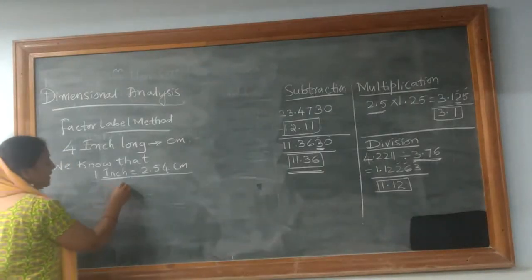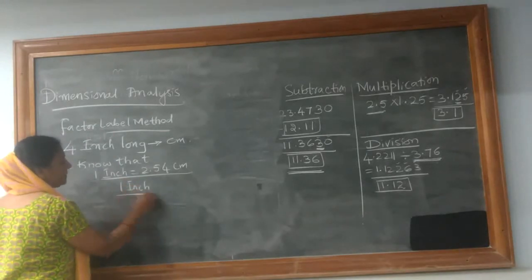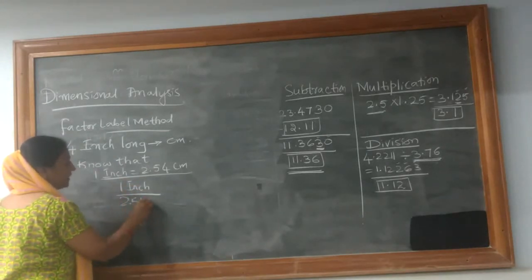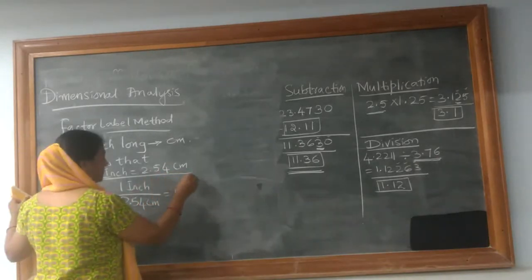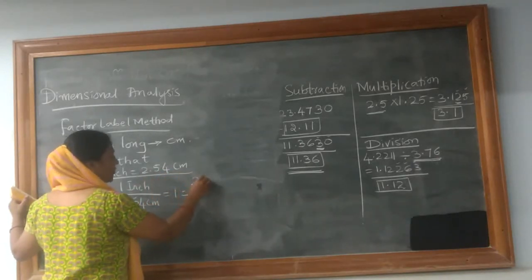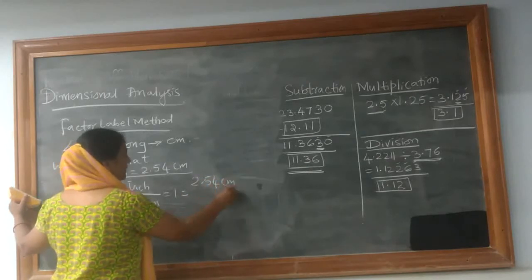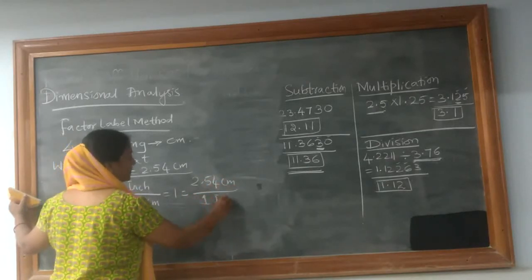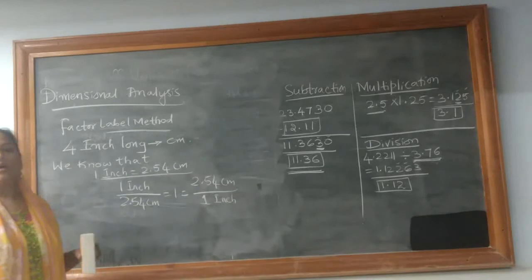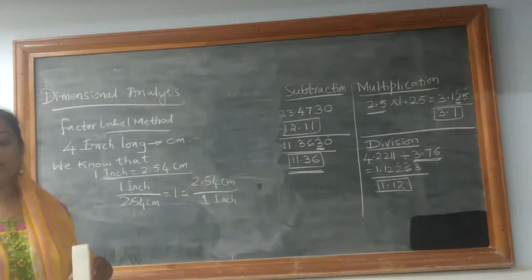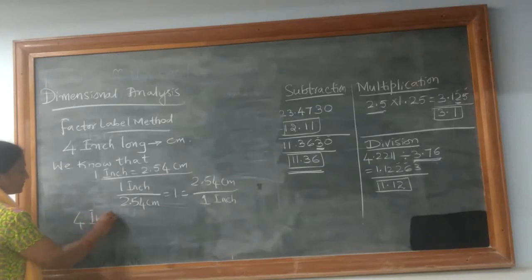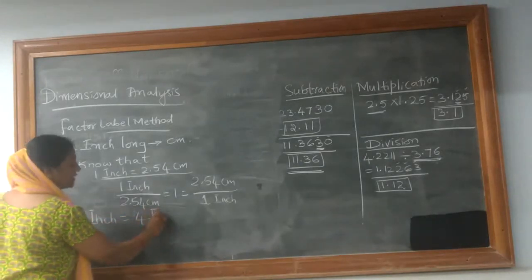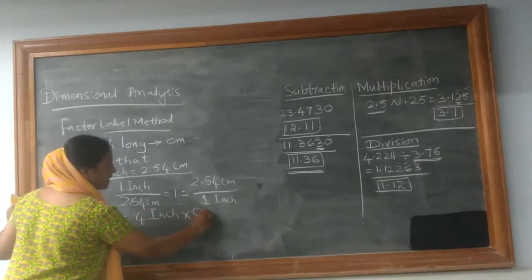Now if I divide 1 inch by 2.54 centimeter, the value which I get will be 1. And it is same as 2.54 centimeter divided by 1 inch. So for 4 inch it will be 4 inch into the conversion factor.